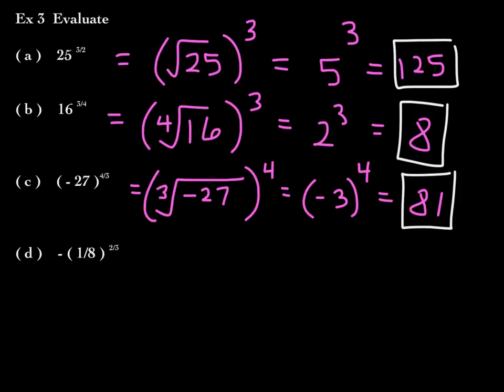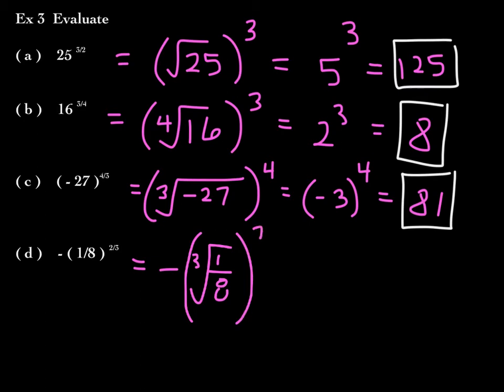All right, now we have negative 1/8 raised to the power of 2/3. Please keep in mind that the negative must stay on the outside of our radical notation because that's where it is at the moment. It's outside of the parentheses, right? So we're going to have 1/8 as our radicand. It'll be the cube root of 1/8. And then, watch this, squared.